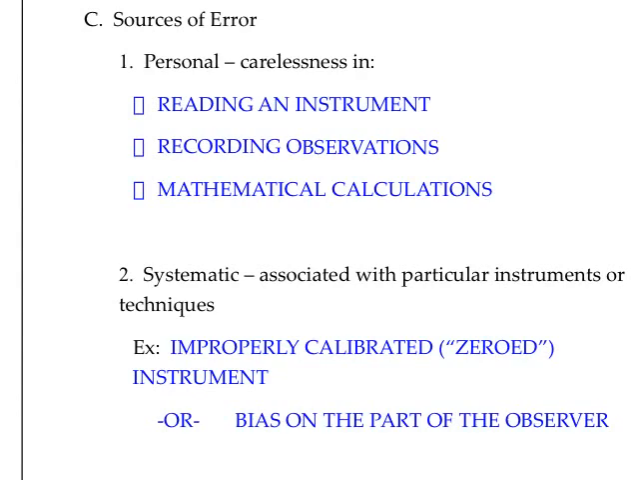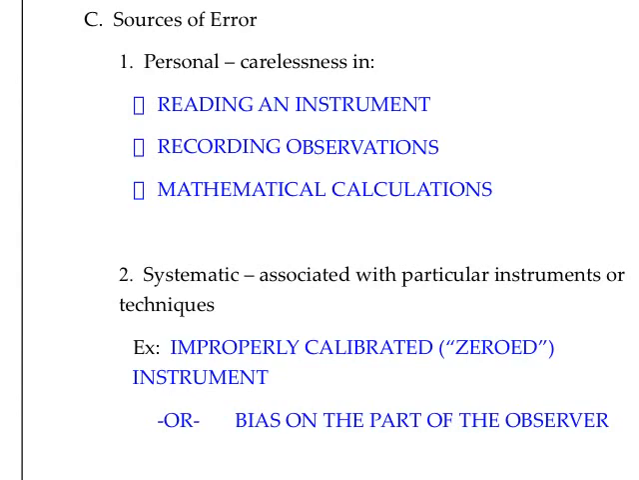We're going to group our sources of error into 3 categories: personal, systematic, and random. And so what I did for each of these is just gave you a couple of examples. Personal error would be maybe carelessness in reading an instrument. So we talked about parallax earlier. Perhaps you did not get eye level and you recorded the wrong data.